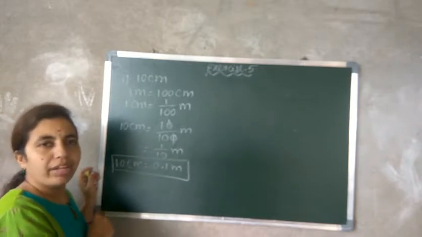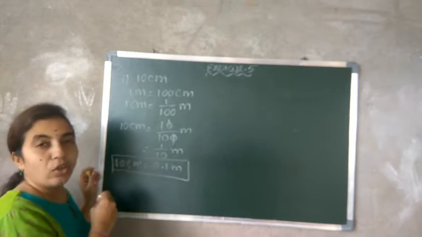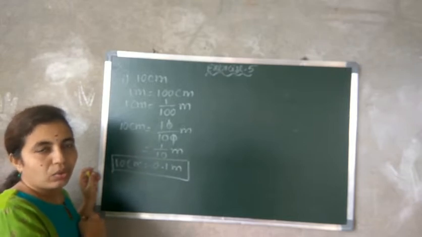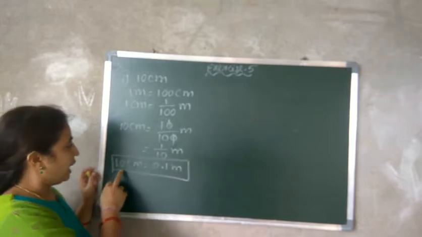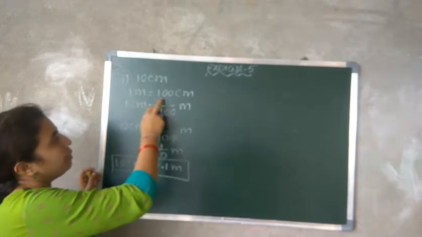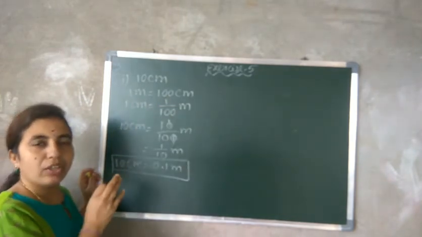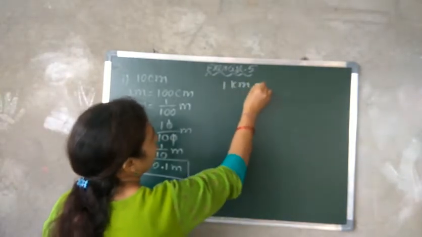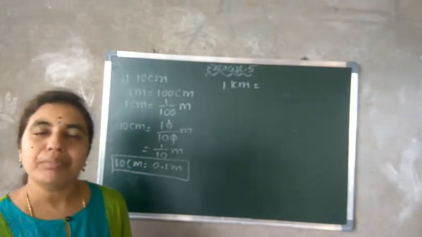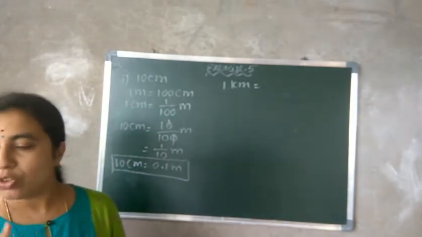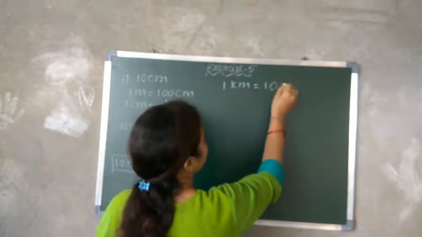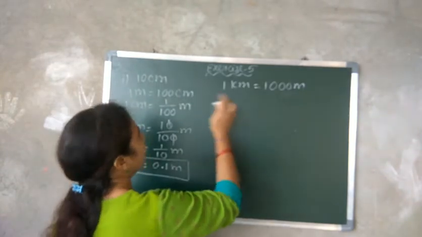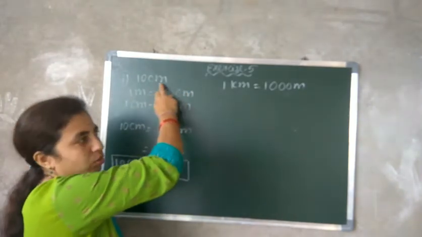Now we have to convert this into kilometers. 10 centimeters into kilometers. 1 meter means 100 centimeters. Then 1 kilometer means how many centimeters? That you have to write first. 1 kilometer is equal to 1000 meters. But here they have given centimeters, no? So write this in centimeters.